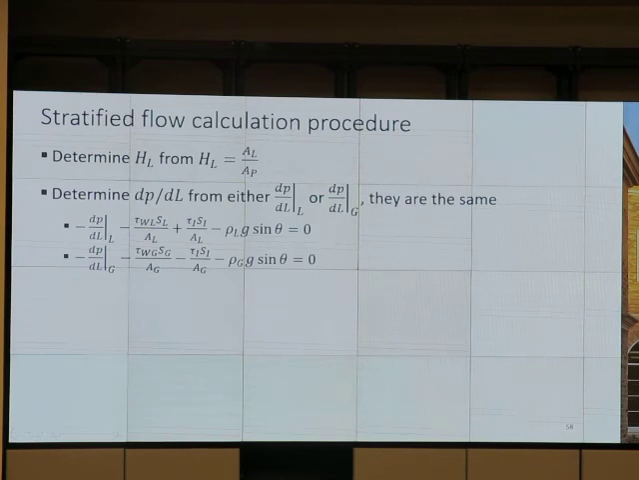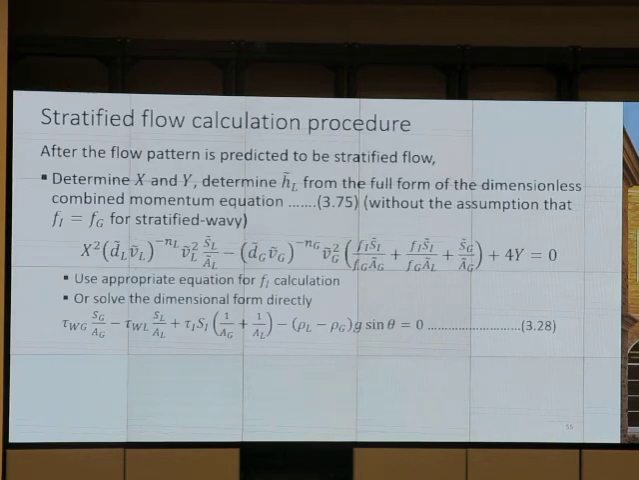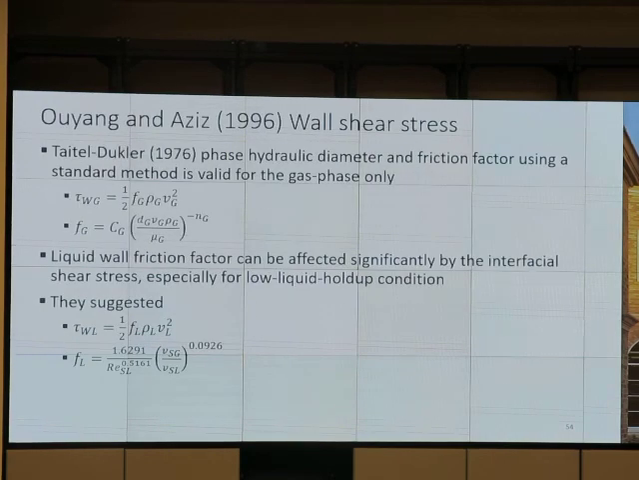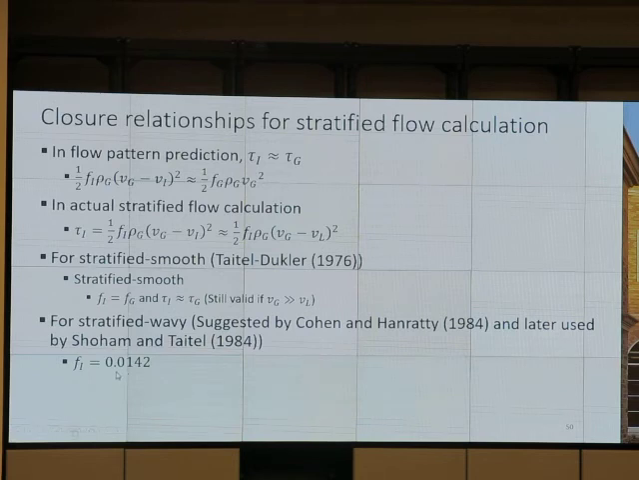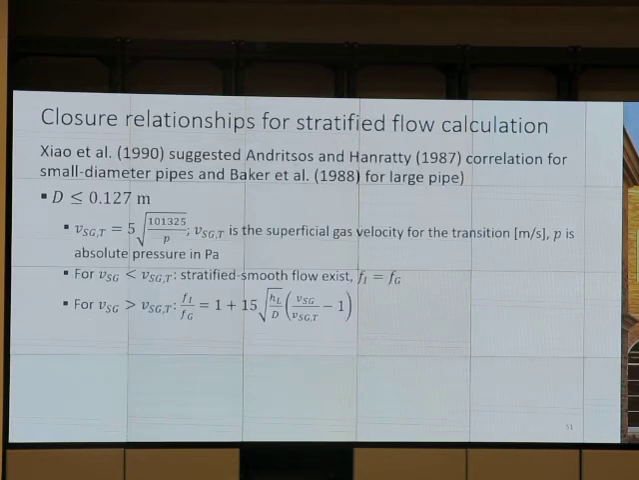That's stratified smooth. If it is stratified wavy, once I know that it's stratified wavy, the option that I have is this. Option 1, Fi equal to 0.0142. Or I can use the model in Sharp, Shoham, which selects its own closure relationship for the calculation.